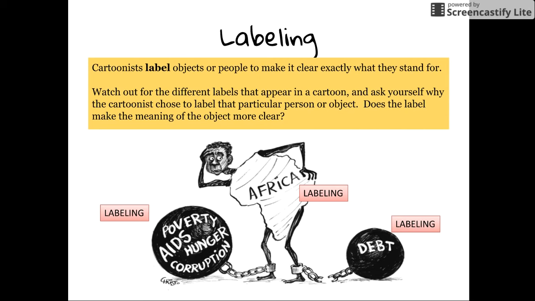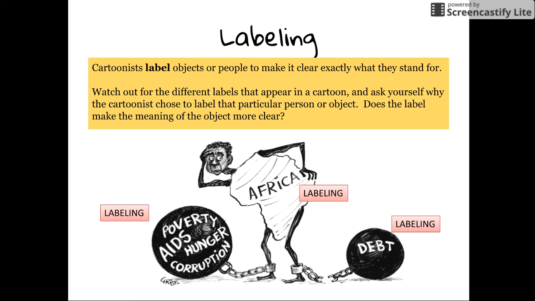So now we're going to walk you through some different examples of the skills that Mrs. Berg just mentioned. The first one is labeling. Again, this is where the cartoonist labels or physically writes text on the cartoon itself to help the reader understand what the shape or image is supposed to represent or mean.